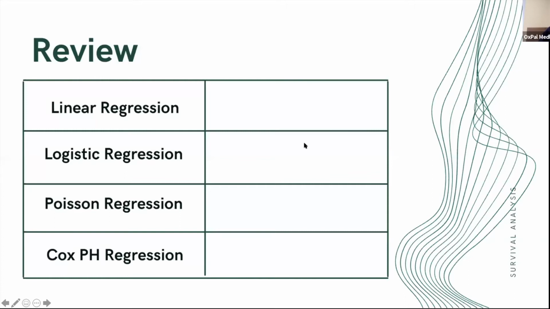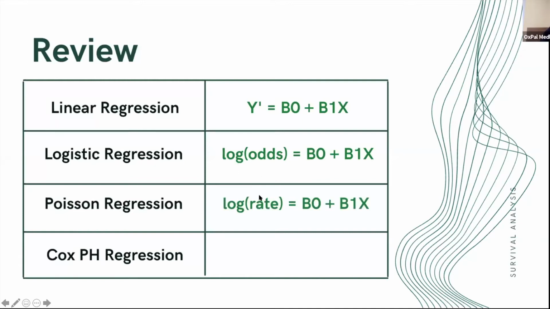So just as a review, for linear regression the form is y prime equals beta 0 plus beta 1 x. These are just the general forms. In logistic regression, same right side, but the left side looks into odds, so the log of odds of an event happening. In Poisson, the log of rate. In Cox proportional hazards regression, we look at hazard, so the log of hazard.